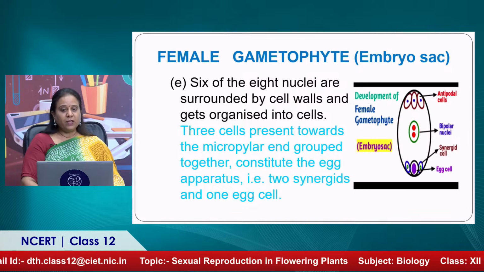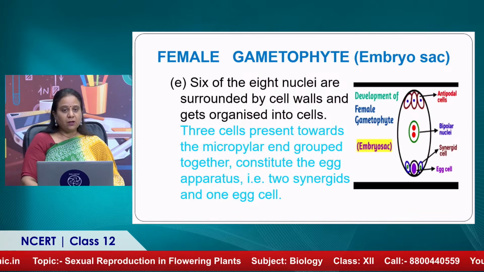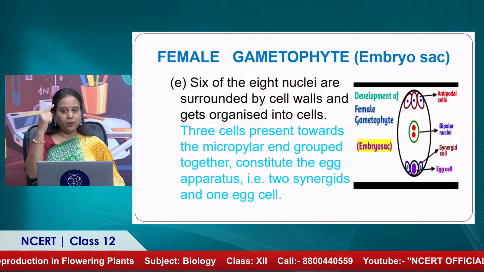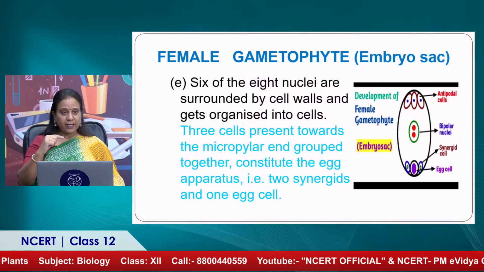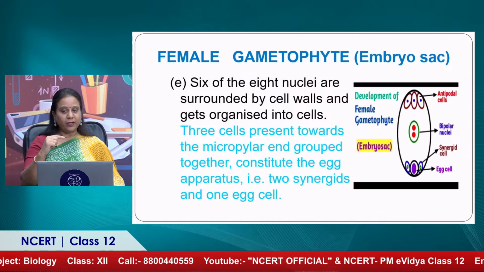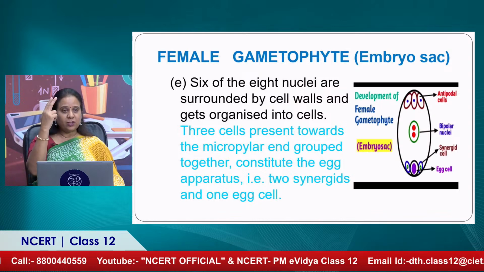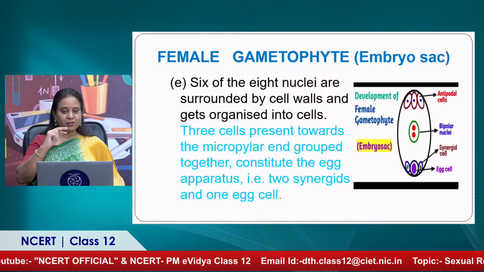In this diagram there is a development of the female gametophyte. As the previous slide says, 4 nuclei go to one pole, that is the chalazal end, and the 4 nuclei go towards the opposite pole, that is the micropylar end. But in this diagram we can see there are 3 cells at the top and 3 cells at the bottom. So how does this difference happen?